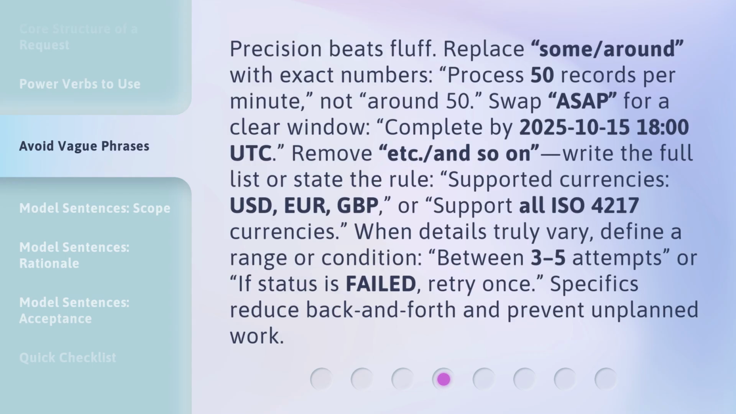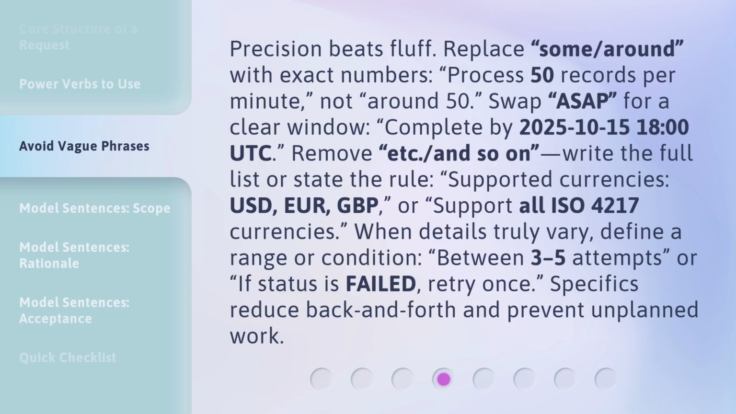Precision beats fluff. Replace "somewhere around" with exact numbers. Process 50 records per minute, not around 50. Swap ASAP for a clear window. Complete by the 15th of October, 2025, 1800 Coordinated Universal Time. Remove "etc." and "and so on." Write the full list or state the rule. Supported currencies: USD, EUR, GBP, or support all ISO 4217 currencies.